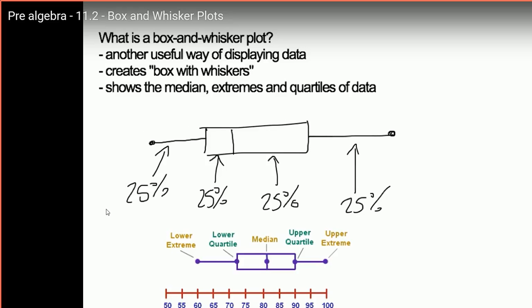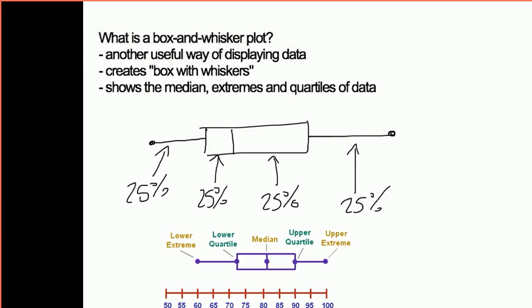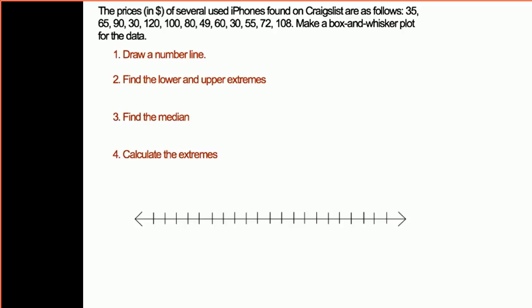A box and whisker plot is another useful way of displaying data. It creates what really looks like a box with whiskers. Write this down here: it shows the median, the extremes, and quartiles of a data set. Median, you remember, means middle. Extremes means a lower extreme and an upper extreme, the smallest piece of data and the largest piece of data. And then we have a couple of quartiles as well that we'll talk about.